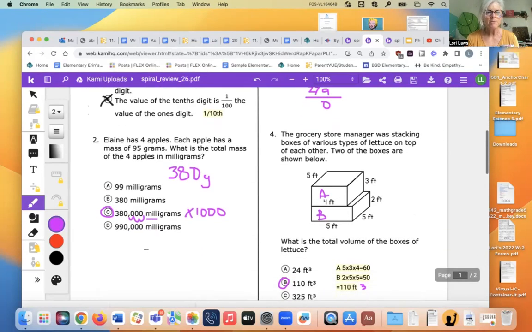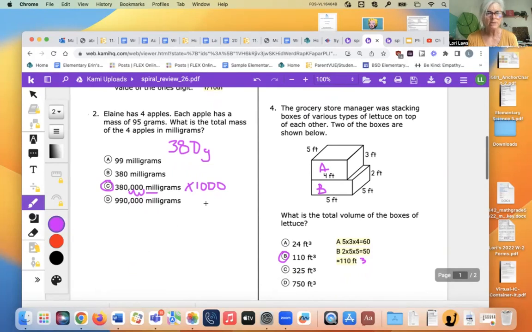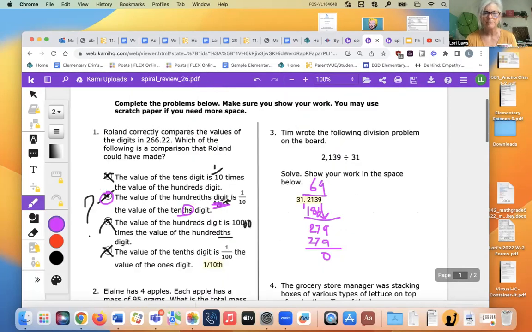Okay. Number 2, Elaine has 4 apples. Each apple's 95 grams. What's the total mass? 380 grams. But in milligrams, I have to move it 3 times. So it's 1,000 times bigger. So it's like 380 times 1,000. I add 3 zeros to the 380 and it's C.